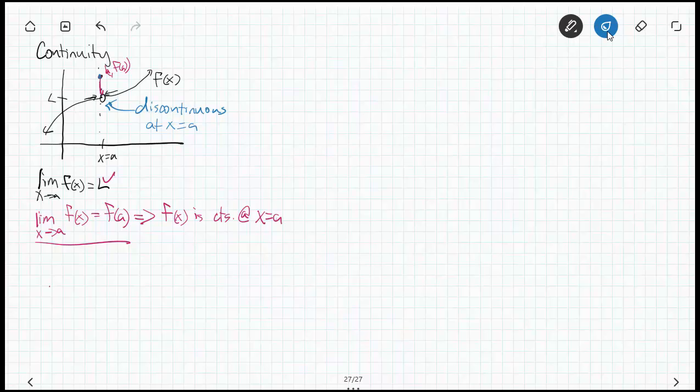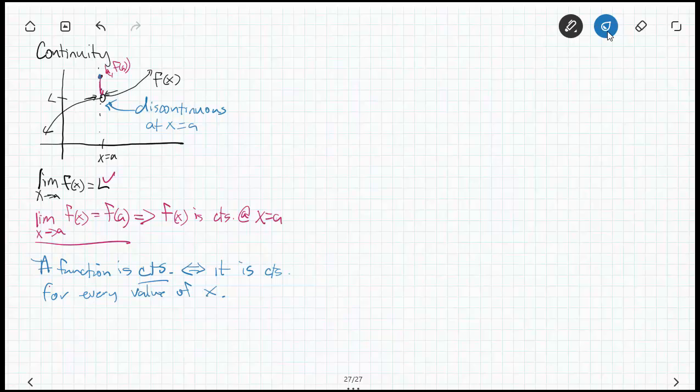Now, let's talk about what it means for a function to be a continuous function. A function is continuous. Now, this is where I get lazy. CTS is an abbreviation, all right? A function is continuous if and only if it is continuous for every value of x. All right?